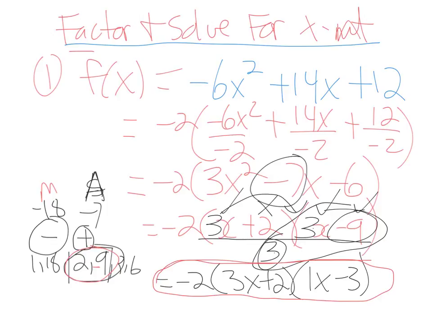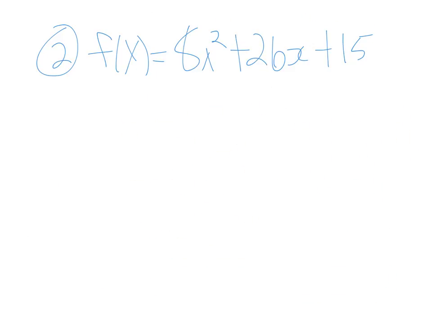Okay, so that means that negative 6x squared plus 14x plus 12 is equivalent to negative 2 bracket, 3x plus 2 end bracket, start bracket, 1x minus 3 end bracket. Those are the factors that make up that product. Okay, let's try another example.